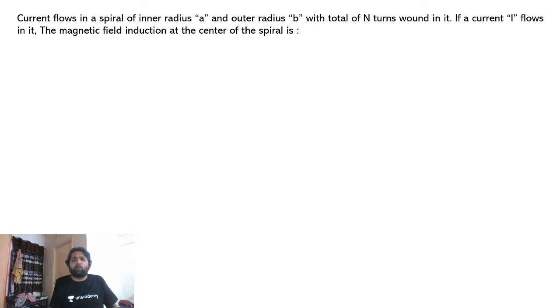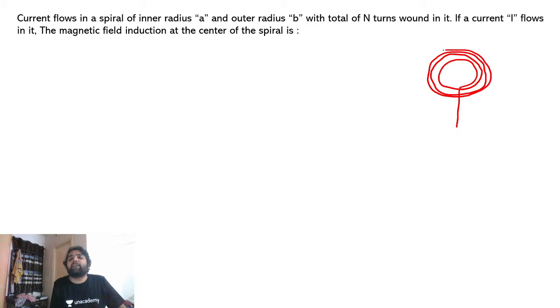So now let's take a few problems on this. The current flows in a spiral of inner radius A and outer radius B. It is a spiral. What does that mean? It will be like this. I will draw the diagram for you, a wonderful diagram. The inner radius is A, and then it will keep looping, it will keep increasing loops like this. Everywhere it will keep increasing the loops and finally at the end it will come out like this.